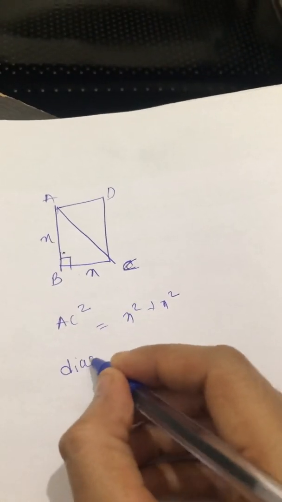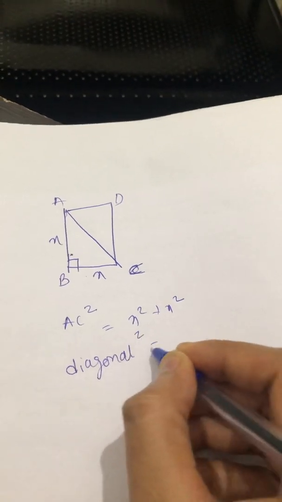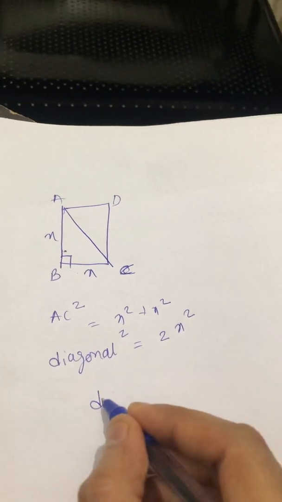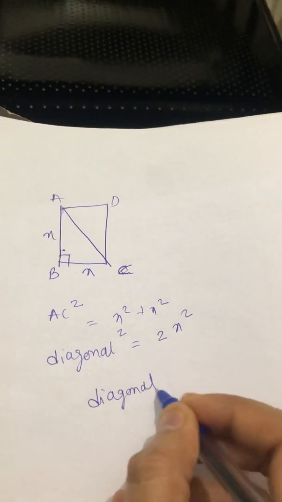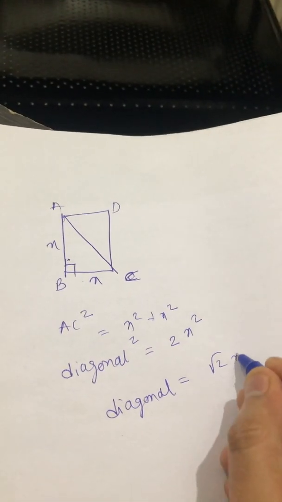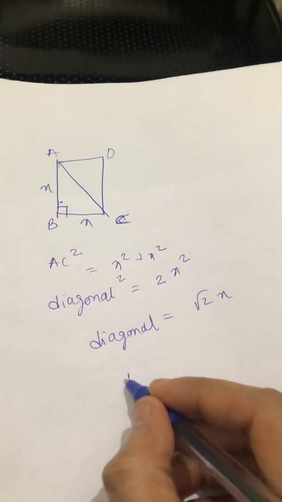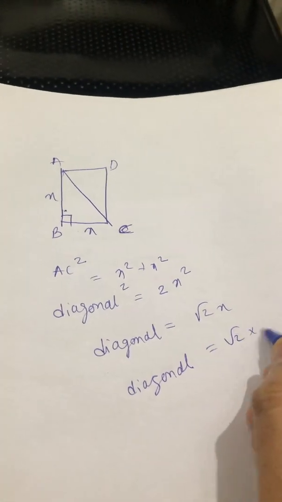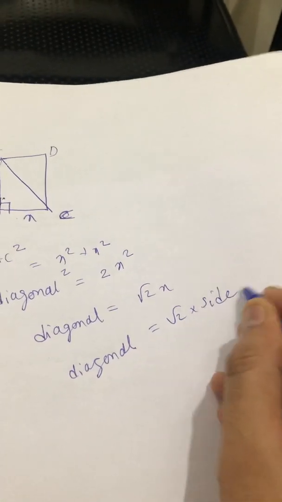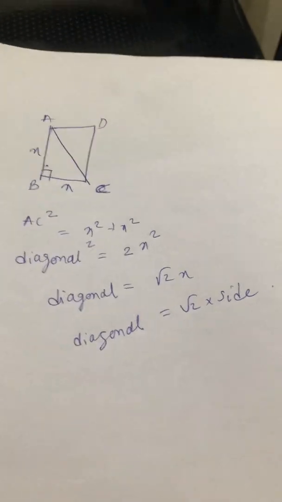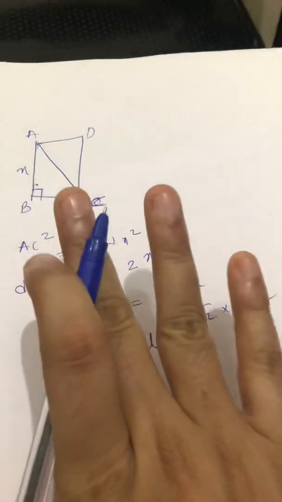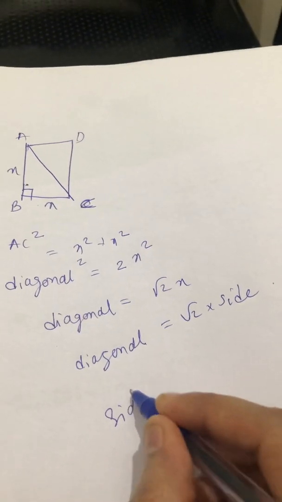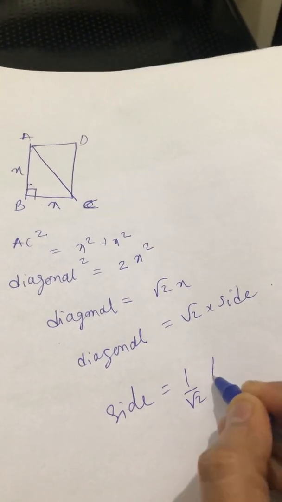That means diagonal square is equal to 2x square. Therefore diagonal is equal to root 2 into x. That is, diagonal is root 2 into side. This is how the formula has come. So if you forget it in the exam, you can use this method also to find out. Then you will get side is equal to 1 upon root 2 times diagonal.